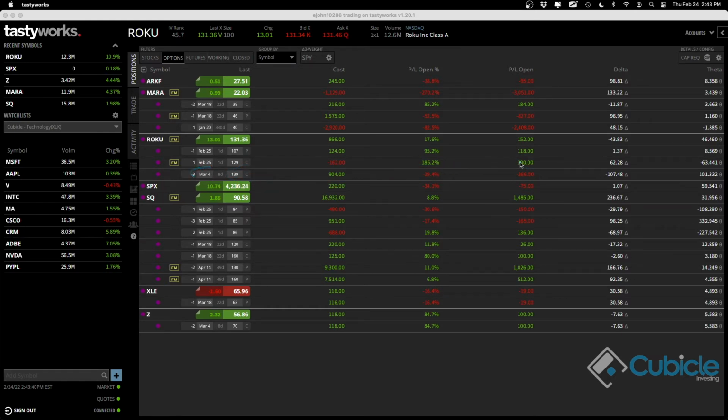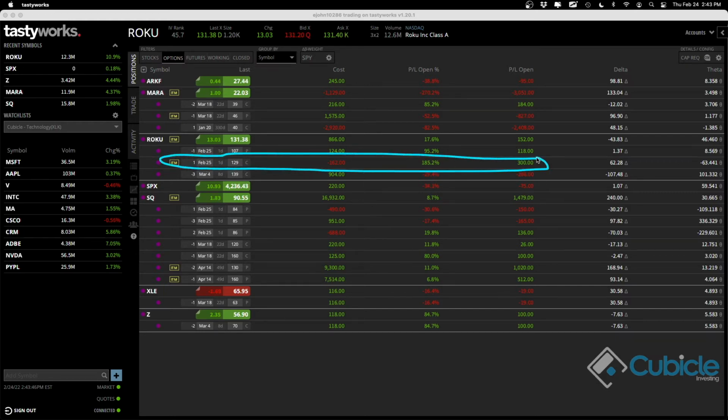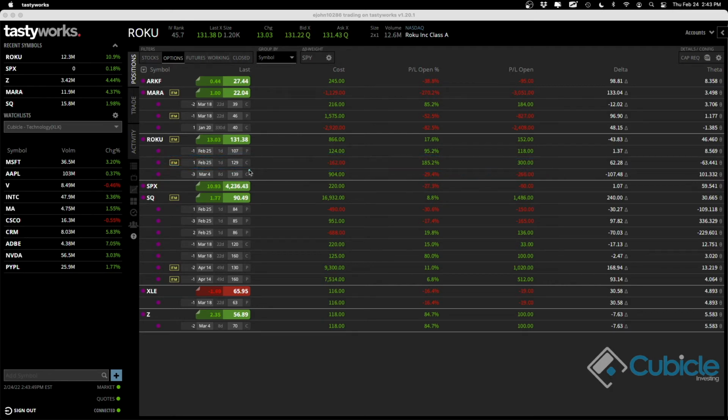So what I'm going to do is I'm going to close out this position here and walk away with $300, and then I'm going to see if the price of the underlying stays below my strike price of 139. Now right now it's negative, but eventually, if the price of the underlying stays below 139, you'll see this negative number turn green, and it'll start to increase in value.